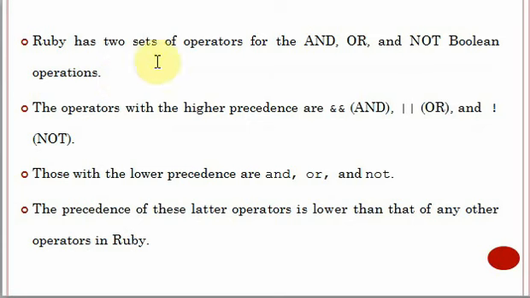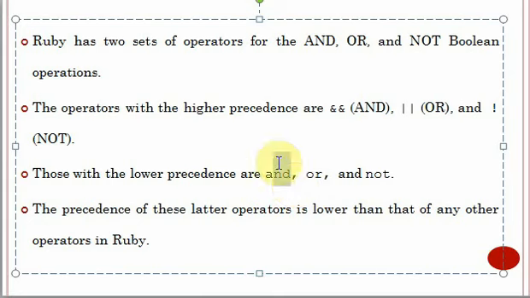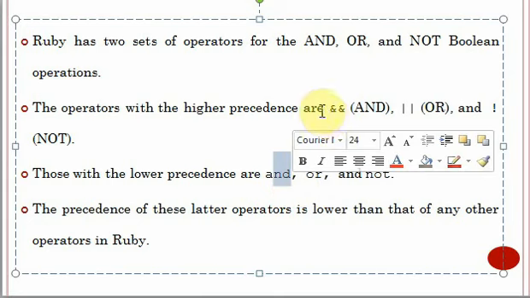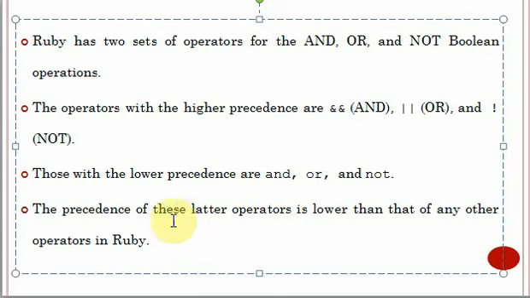Next, Ruby has two sets of operators for the AND, OR and NOT Boolean operations. The operators with high precedence are your logical AND, OR and NOT. Along with that, you also have and, or and not, which are written in alphabetical form. The only difference between the symbolic operators and these is that the word forms have a lower precedence than the logical operators. The precedence of these latter operators is lower than that of any other operator in Ruby.